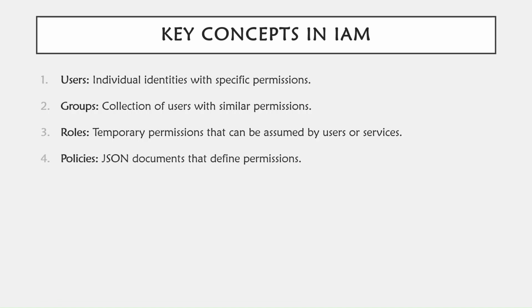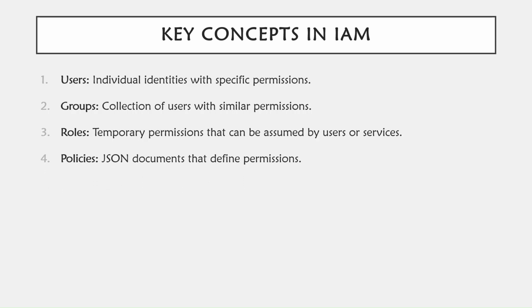The next we have is policies. They are JSON documents that define permissions. Policies are JSON documents that define what actions are allowed or denied on specific AWS resources. Policies specify permissions in terms of actions, resources, and conditions. Actions define what can be done. Resources specify which AWS resources the action can apply to. Conditions define when the permission is granted. Policies can be attached to users, groups, or roles.